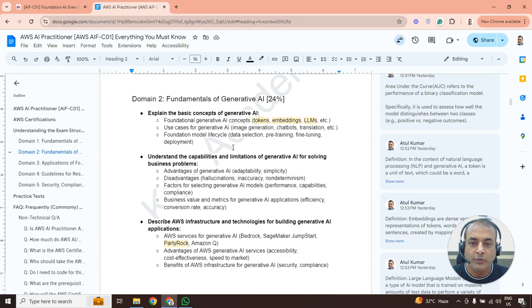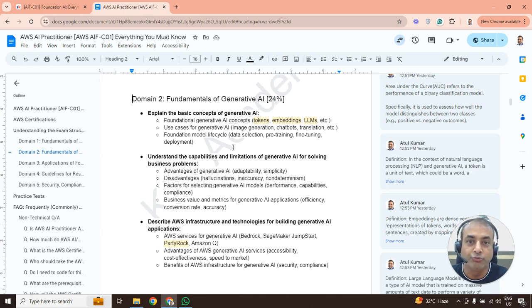Also, the use cases of generative AI like image generation, chatbots, translations, code generation, and so on. Then you have the foundation model life cycle. How do you build these foundation models over a complete life cycle? You're not building them as a part of generative AI, but you need to understand the concepts like how do you select the data, how do you pre-train, then fine-tune, deploy those. And as a consumer, you'll be using those pre-trained foundation models that are available. So you understand the basic concepts around that.